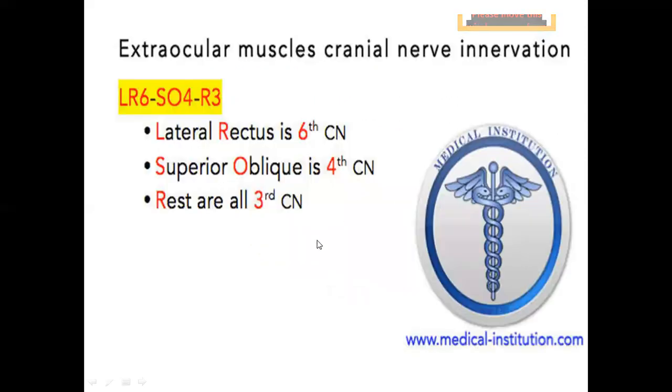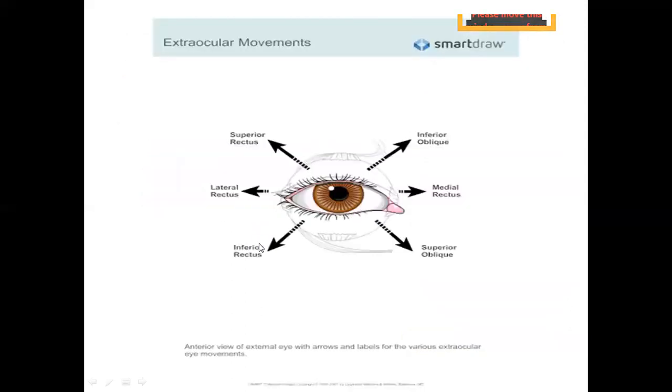Muscles of the orbit, so extraocular muscles and their cranial nerve innervation. I told you in my previous class, when we were doing extraocular muscles, we have a code: SO4, LR6. The rest are all supplied by the third cranial nerve, that is oculomotor. Lateral rectus is supplied by the sixth cranial nerve. Superior oblique is supplied by the fourth cranial nerve, and all the other extraocular muscles are supplied by oculomotor. The movements of extraocular muscles we have seen in our extraocular muscles lecture.